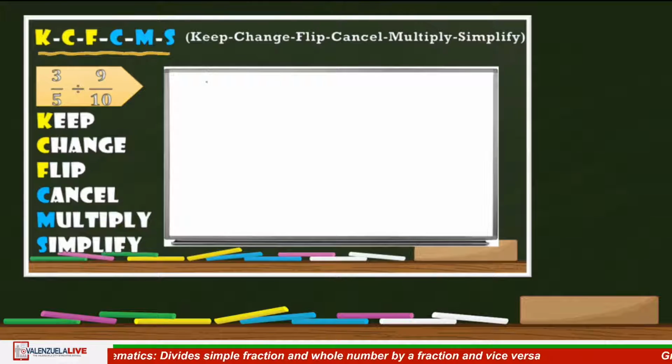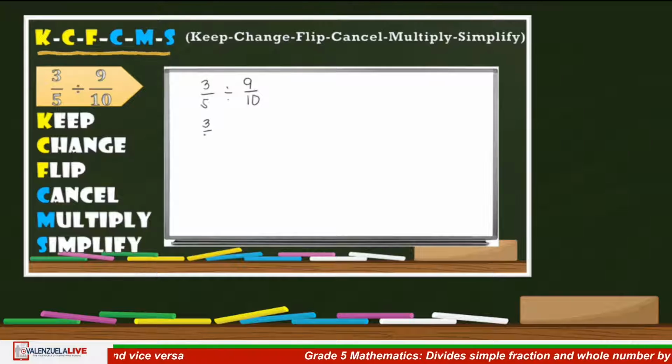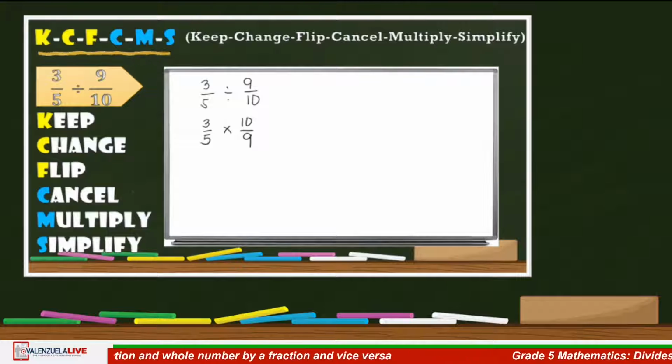So let's divide 3/5 divided by 9/10. Let's follow the rule. We're going to keep first. Let's keep 3/5, change the division symbol to multiplication, then flip the divisor 9/10 to 10/9, and then use the cancellation method if possible.